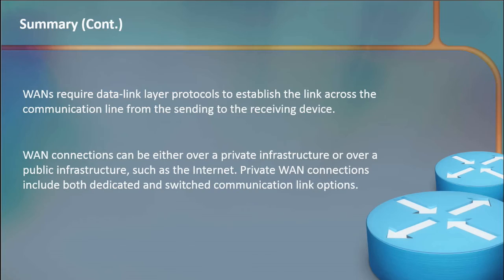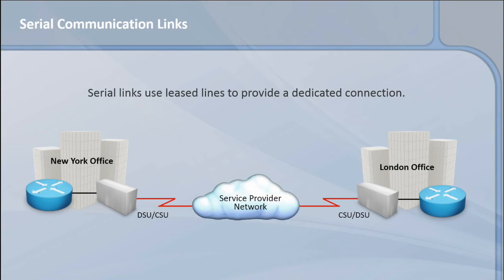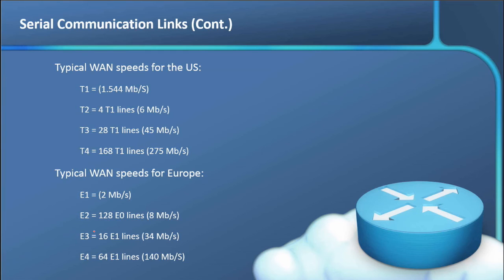All right, so that wraps up WAN as a concept. Now let's talk about serial encapsulation. Serial links are used very often with leased lines because it was the serial link that gets you to that DSU-CSU.